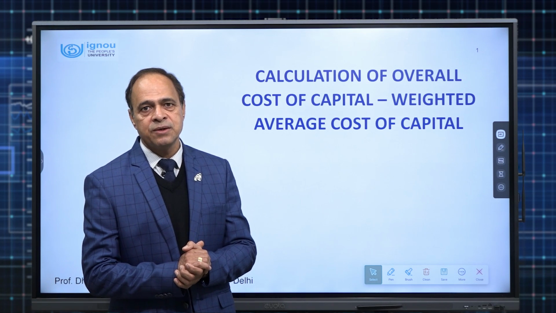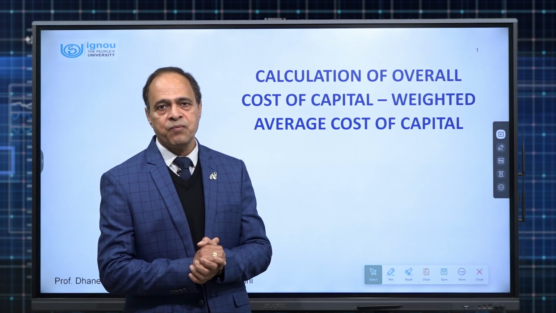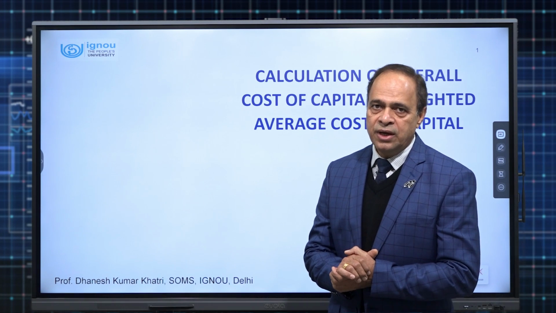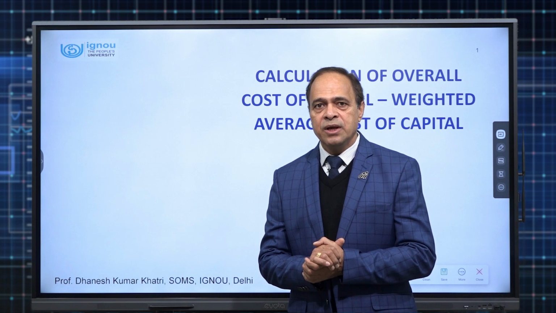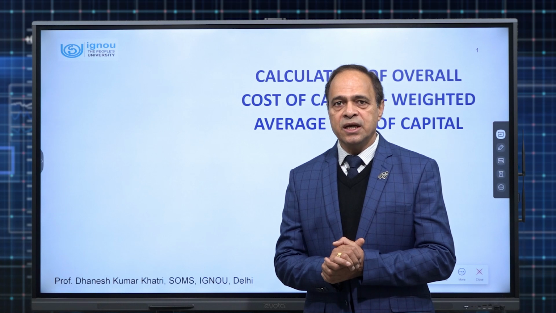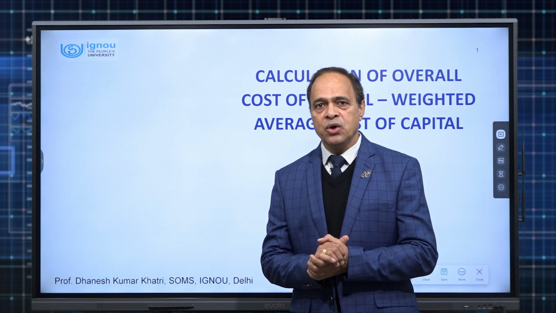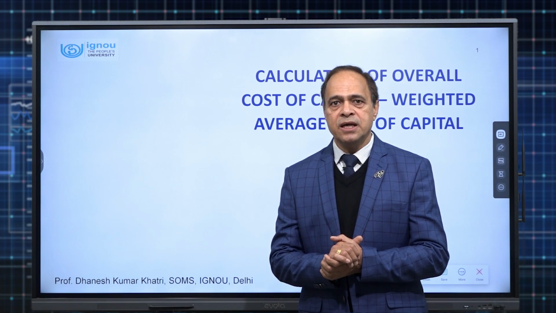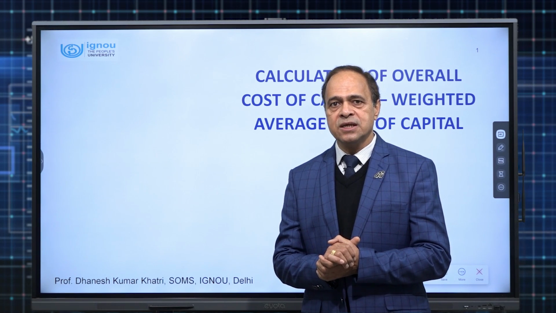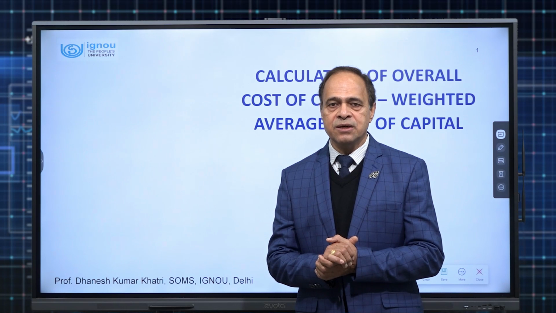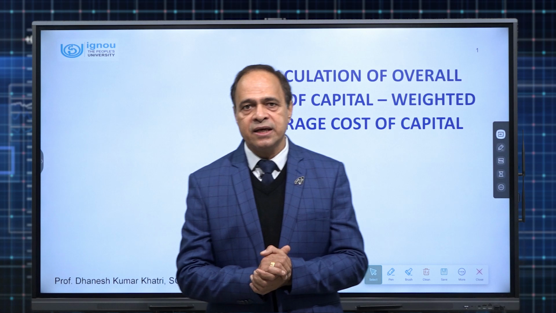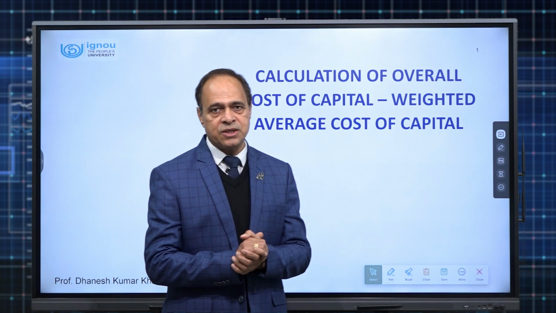Such kind of firm is unlevered firm or unleveraged firm, whereas another kind of firm might be there, leveraged firm, in which company is using a mix of the different sources, that is along with the owner's funds they are using borrowed funds also, or along with the equity share capital they are using preference share capital also. So such kind of capital structure is termed as leveraged capital structure, or such firm is levered firm. So those are the different kind of firms categorized on the basis of capital structure.